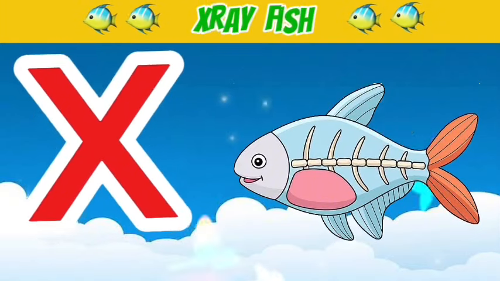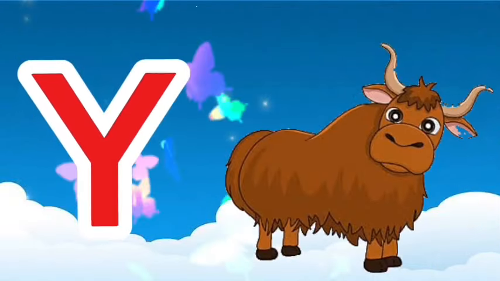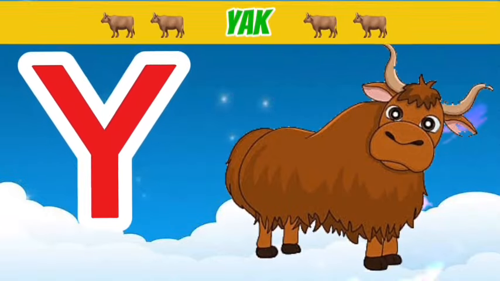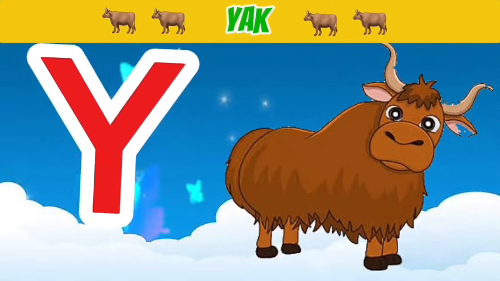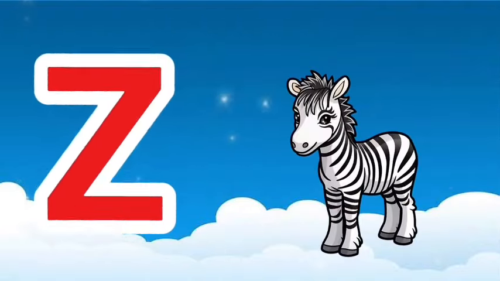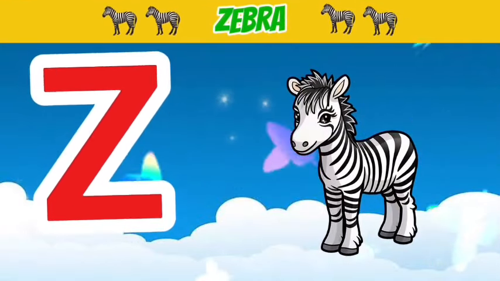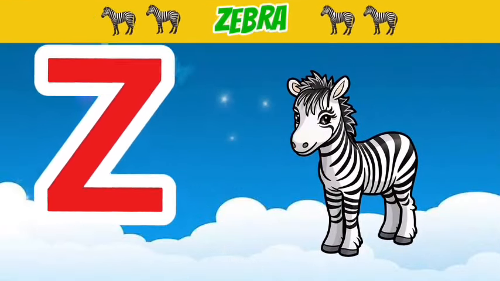X-ray fish. Y is for yak. Yak. Z is for zebra. Z, z, zebra.